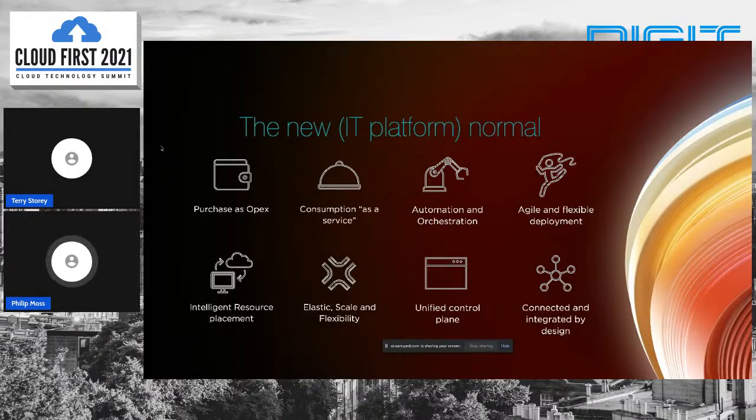Many of us think about our IT platforms historically as being islands of resource or islands of capability. And this is really about moving forwards to a world where IT platforms are fundamentally connected and integrated end-to-end by design.